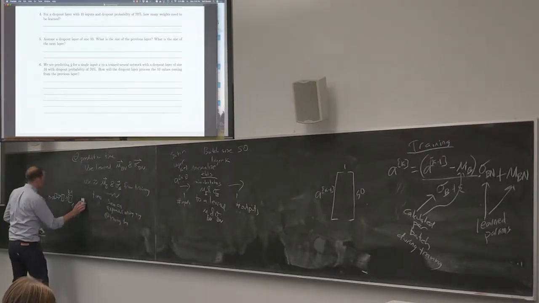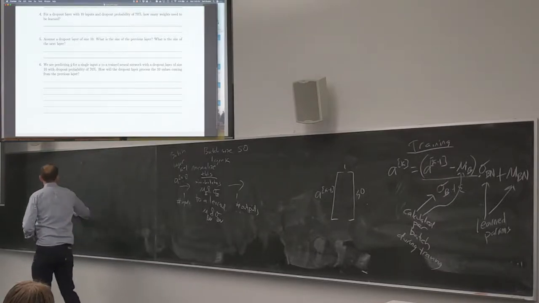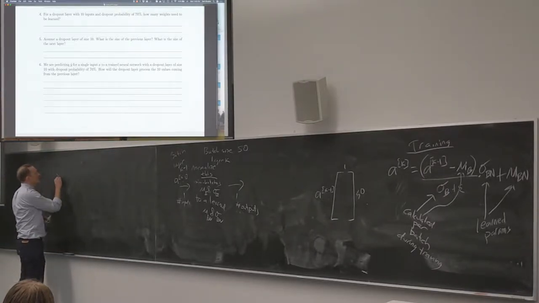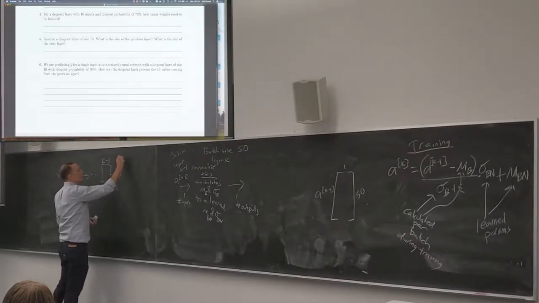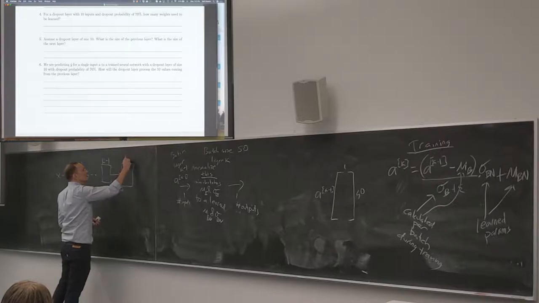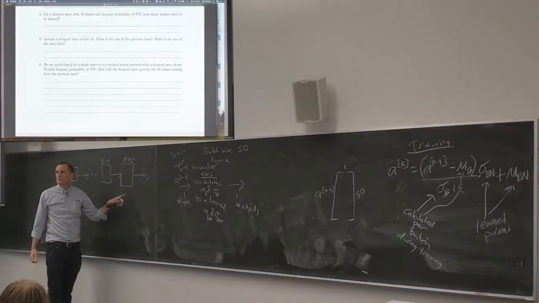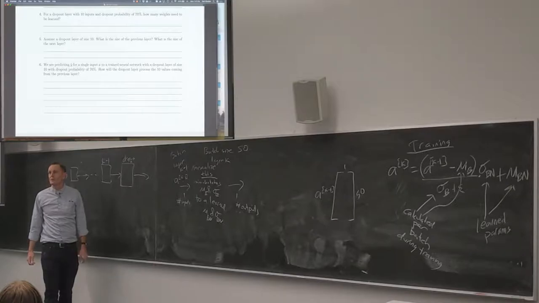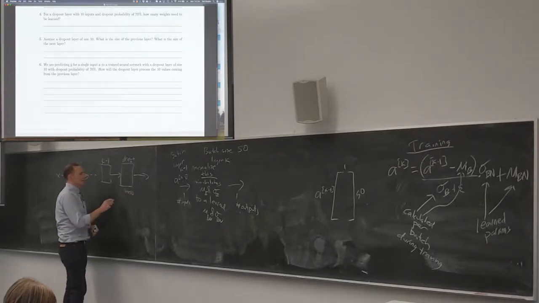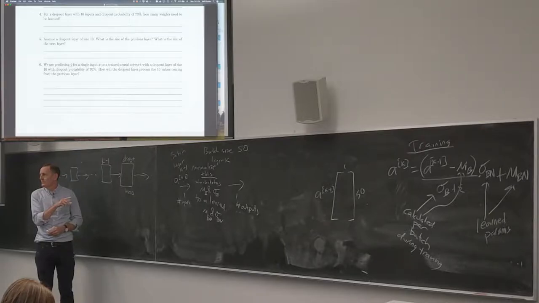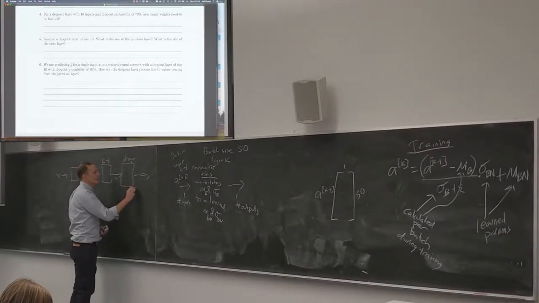If we have a dropout layer, we've got our X coming in. We've got layer k minus 1. We've got layer k, which is our dropout. And then we've got our next layer. What's the size of this? Number 5 says assume a layer of size 10. So this is size 10. How many inputs are coming to this? There are 10 coming in. And there are 10 going out.